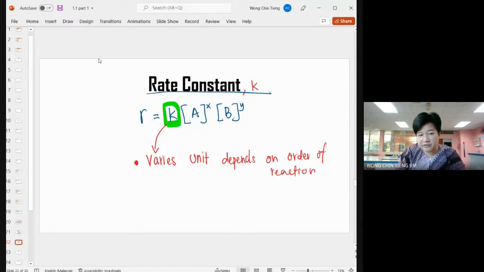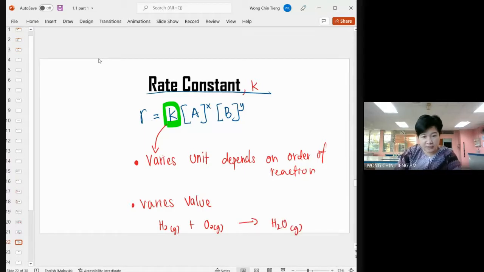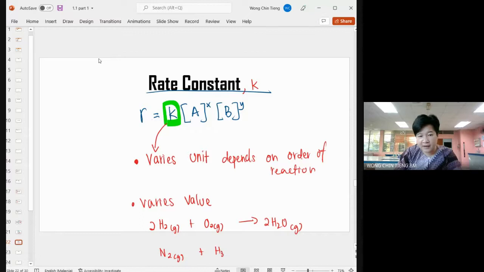Selain daripada various unit, various value. Setiap satu reaction yang berbeza akan ada rate constant dia yang berbeza. Maksud teacher, kalau saya ada hydrogen gas, react with my oxygen gas, I produce my H2O. Okay? So katakan like this. And then I have another reaction: my nitrogen gas react with my hydrogen gas, I produce my ammonia. Okay?